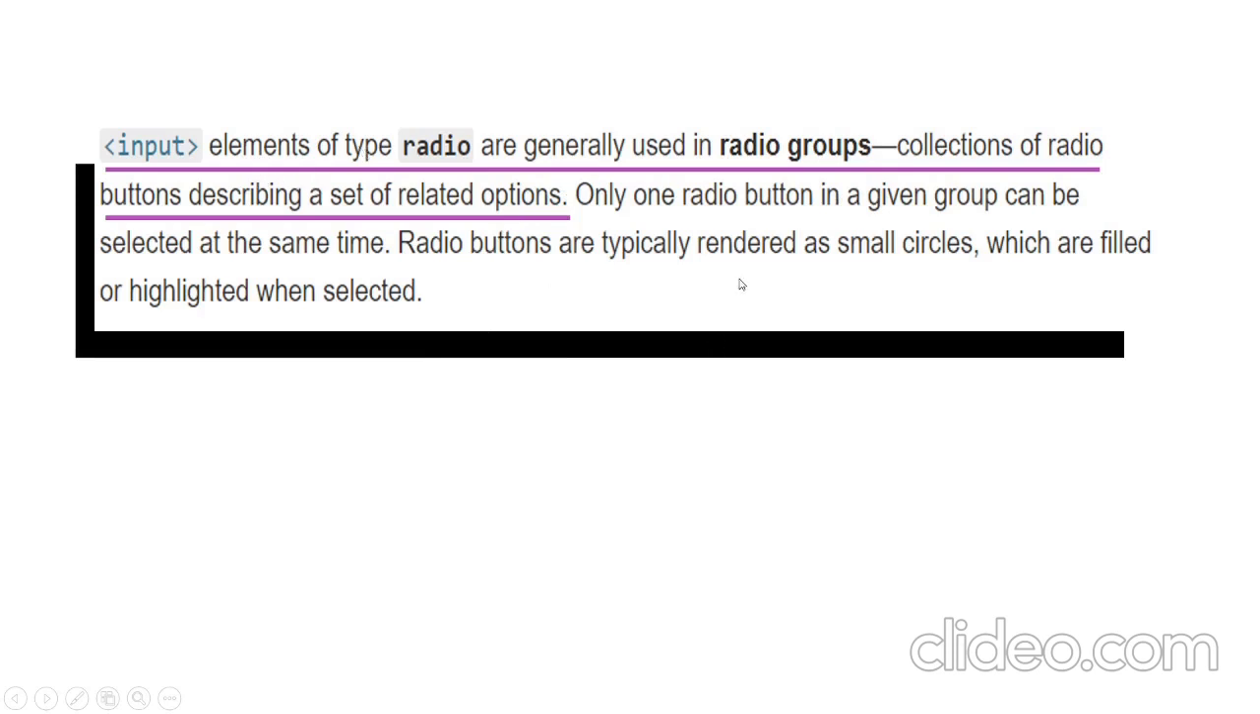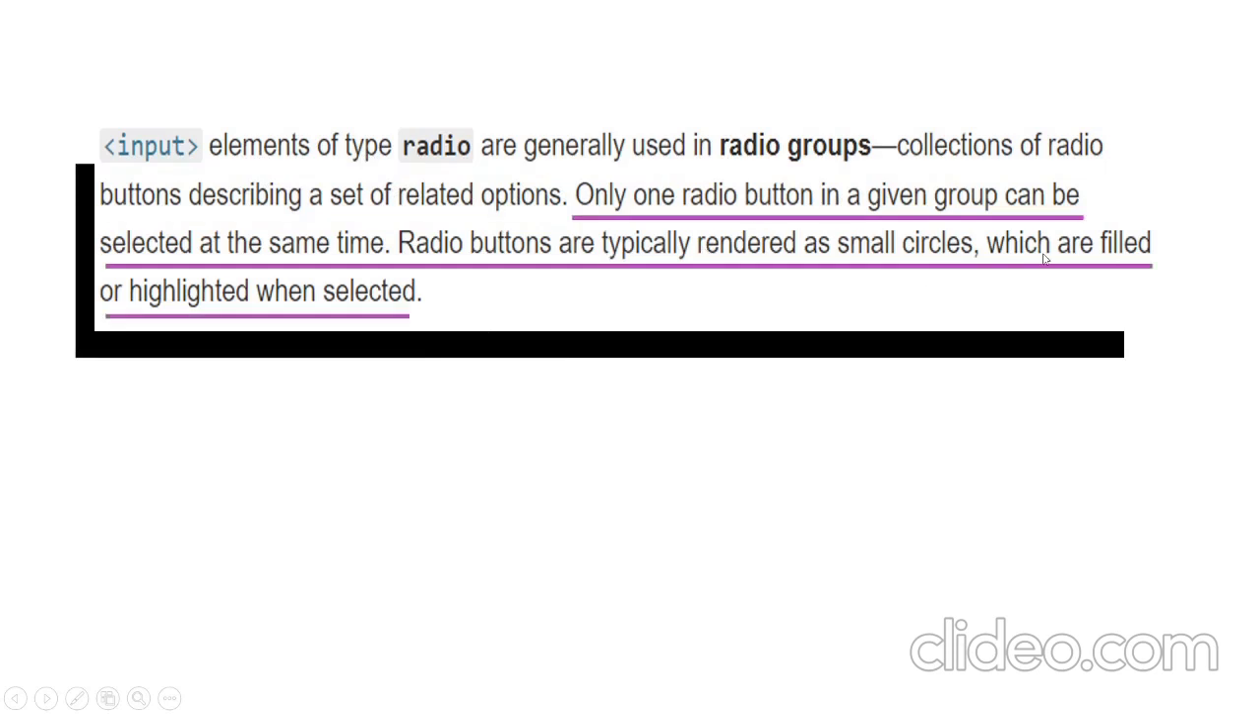So radio groups are a set of similar options. Only one radio button in a given group can be selected at a time. At a time, you can only select one radio button. So radio buttons are typically rendered as small circles which are filled or highlighted when selected. So when we click or select them, it's going to be filled.